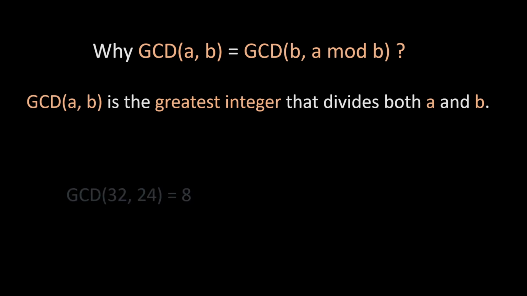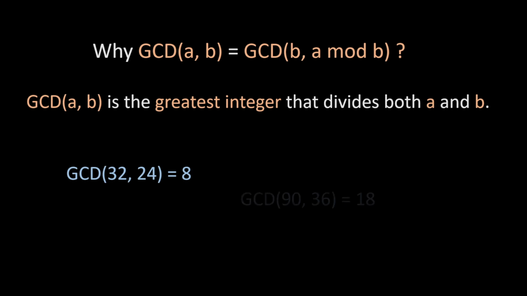Let's see an example. The GCD of 32 and 24 is 8. 8 is the largest integer among the ones that divide 32 and 24. Here's another example. 18 is the GCD of 90 and 36.